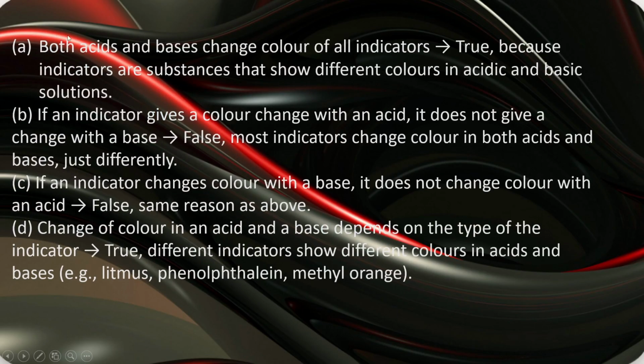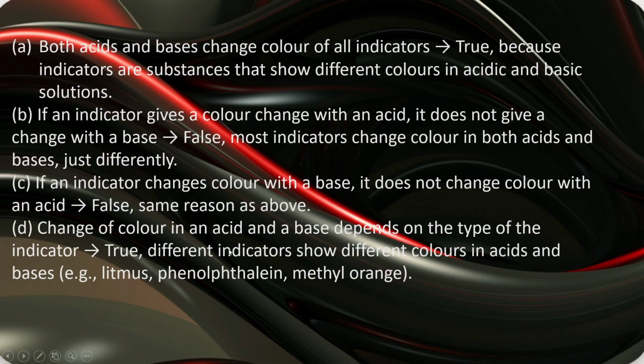Let's discuss why. A. Both acids and bases change the color of all indicators. True, because indicators are substances that show different colors in acidic and basic solutions. B. If an indicator gives a color change with an acid, it does not give a change with a base. False. Most indicators change color in both acids and bases, just differently. C. If an indicator changes color with a base, it does not change color with an acid. False, same reason as above. Most indicators change their colors in both acids and bases.